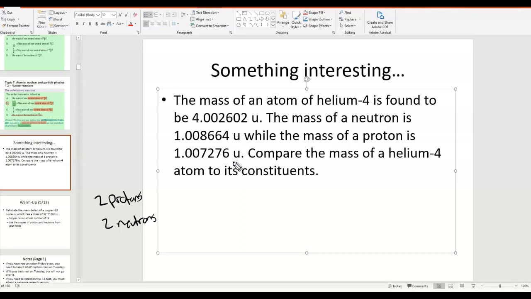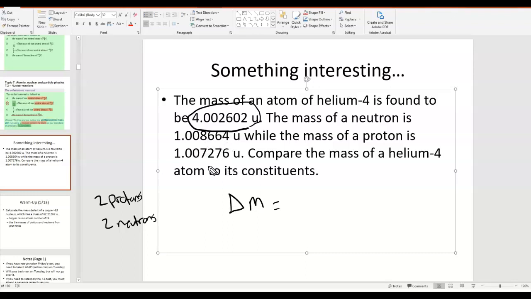So the last thing I want you to do in this video is find the difference in mass. We're going to write delta M. I want you to find the difference between the mass of a helium-4 atom, which I give you the mass of right here, and the mass of 2 protons and 2 neutrons. I've given you the masses of 1 neutron and 1 proton right here. I want you to find that difference.